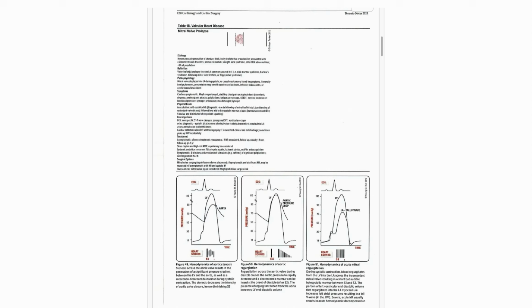Unlike chronic mitral regurgitation, acute MR does not allow time for left atrial adaptation, making patients prone to rapid hemodynamic deterioration and cardiogenic shock.